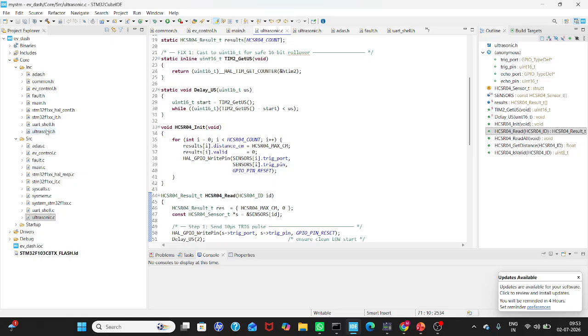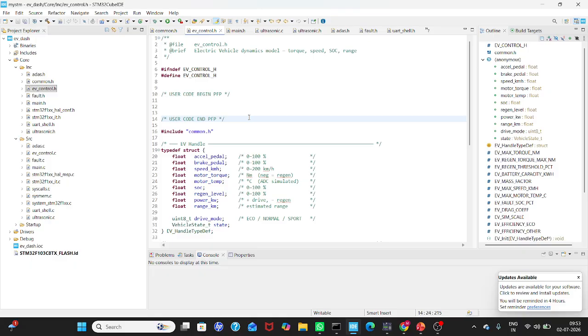Next thing, EV control.h. Electric vehicle simulation. This module represents the vehicle itself. The EV handle typedef structure stores important vehicle parameters such as accelerator pedal position, brake pedal position, vehicle speed, motor torque, motor temperature, battery state of charge, regenerative braking, etc.